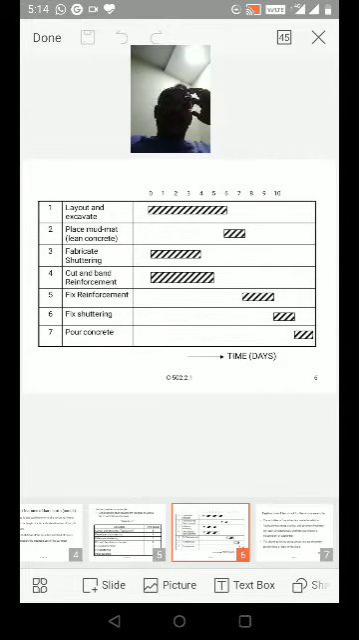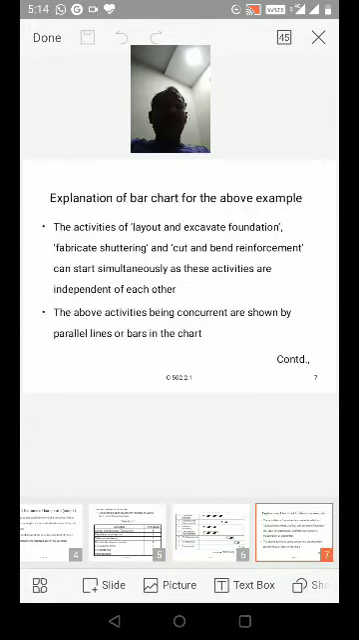So there are independent and dependent activities. You can understand which are the independent activities and which are the dependent activities at a glance by looking at this Gantt bar chart. Explanation of the bar chart for the above example. We have already discussed it, but anyhow, you have to go through it one by one. The activities of layout and excavate foundation, fabricate shuttering, and cut and bend reinforcement can start simultaneously as these 3 activities are independent of each other.